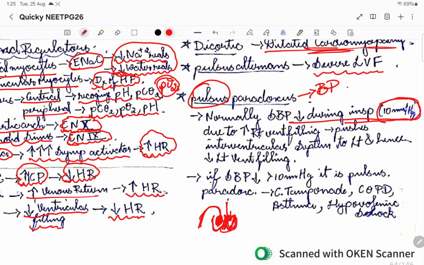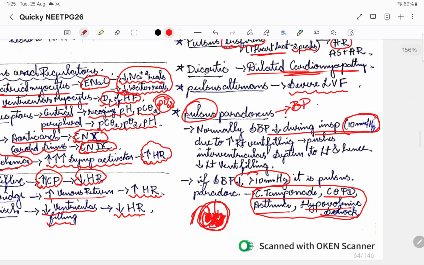But in certain cases like cardiac tamponade, COPD, asthma and hypovolemic shock, there is increased pushing of the right ventricle onto the left ventricle. In cardiac tamponade the fluid is already around the heart and there is already reduced ventricular filling, and the right ventricle is also pushing, so there is too much reduction in SBP. When the reduction in SBP is more than 10 mmHg, this is known as pulsus paradoxus, which will be seen in cardiac tamponade, COPD and these cases.